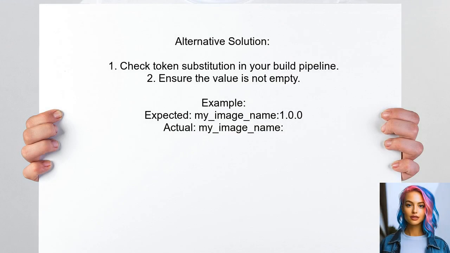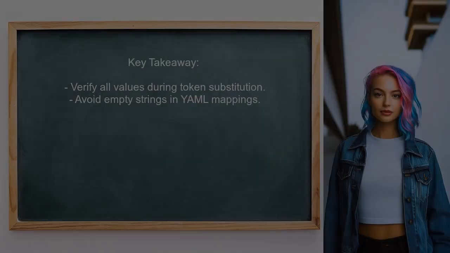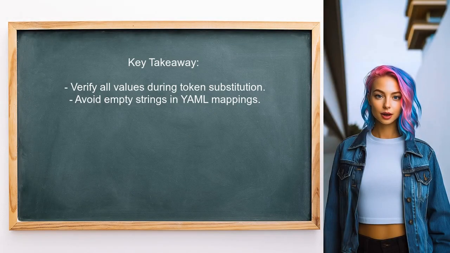One user shared an alternative perspective on the error message. They mentioned that in their case, the issue arose from incorrect token substitution in a build pipeline. The value intended for the Docker image tag was read incorrectly, resulting in an empty string. This led to a YAML interpretation issue, where the empty string was seen as a key without a value, triggering the error message. So it's important to verify that all values are correctly set during substitution.